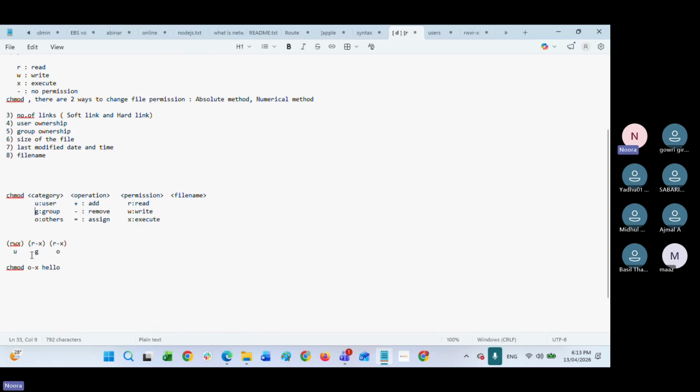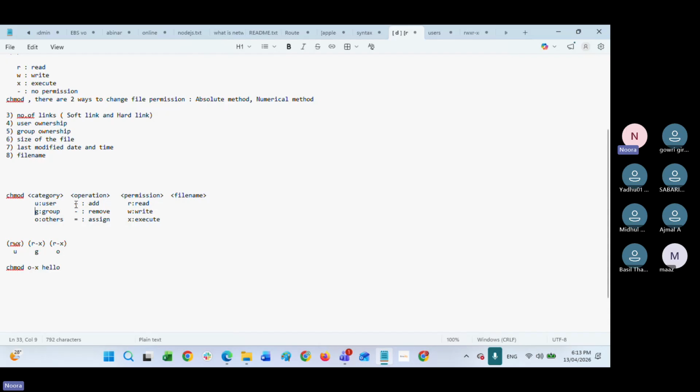The first 3 bits belong to user and explain the user permission. The second 3 bits belong to group and explain the permission of the group. The last 3 bits belong to others and explain what permission others have on that particular file. Okay, fine. Then we have operation. Operation is nothing but plus, minus and assign.